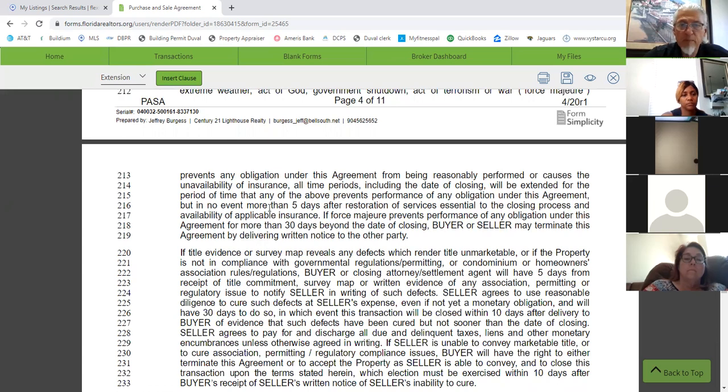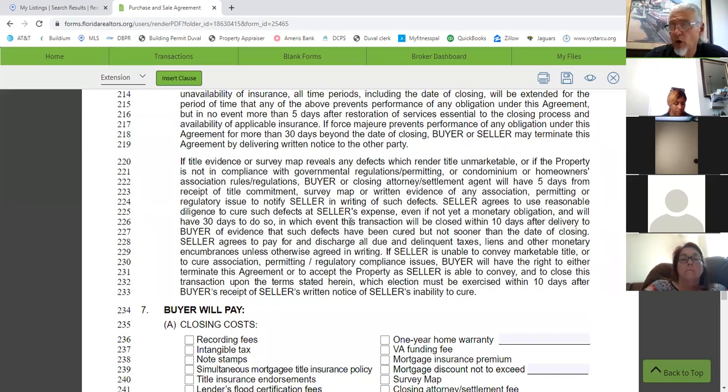But in no event more than 5 days after the restoration of services essential to the closing process. That means once the storm's moved out of the box, you've got 5 days to finish. Okay. If force majeure prevents performance of the obligation under this agreement for more than 30 days beyond the closing date. Now, that could be COVID. It could have easily said you can't close for 30 days or more. Either party may terminate this agreement by delivering written notice to the other party. That's the only time the seller can terminate.